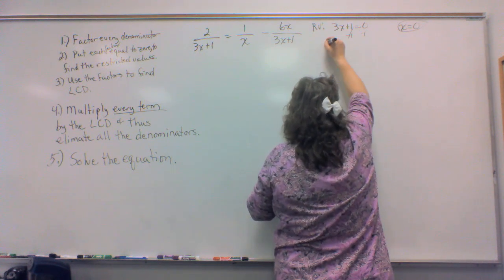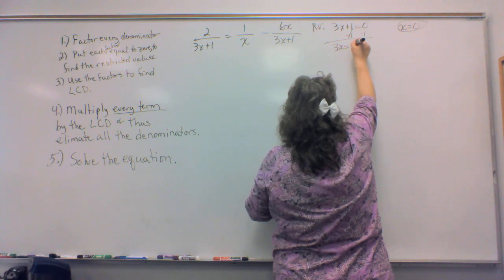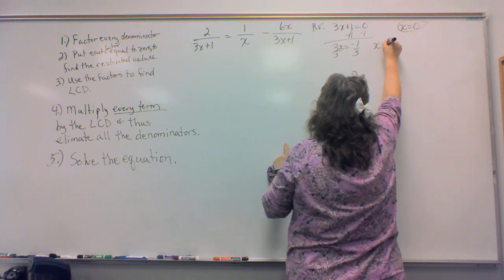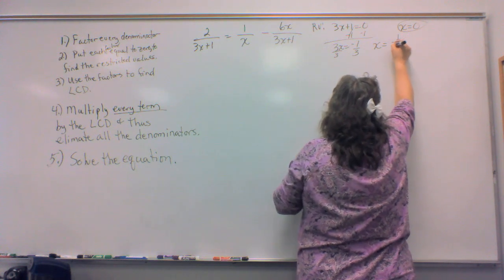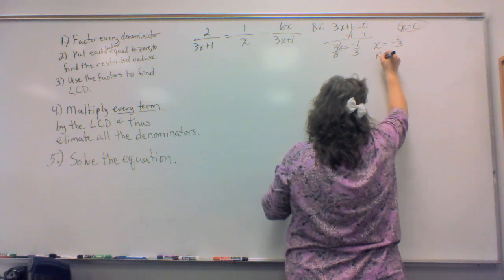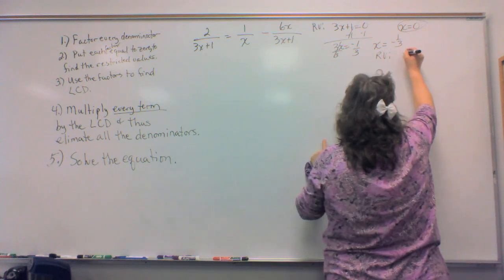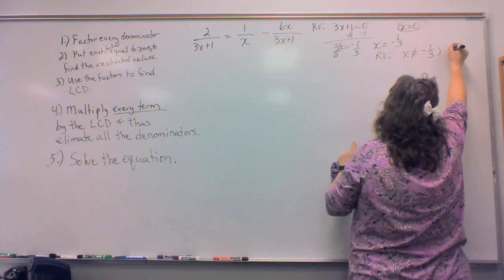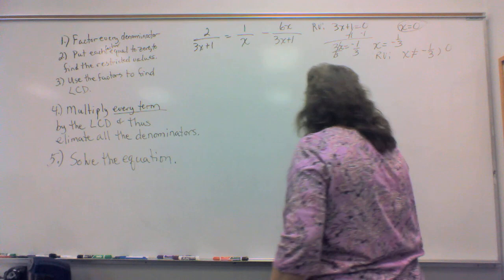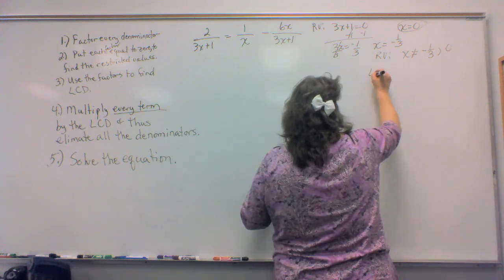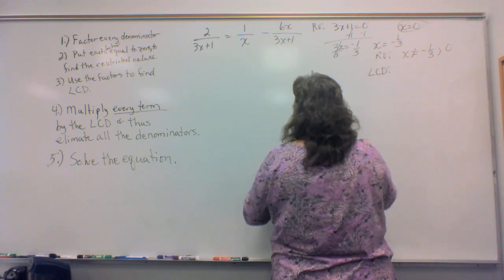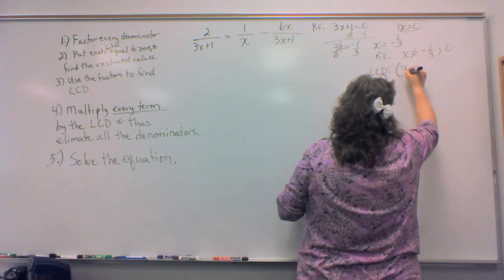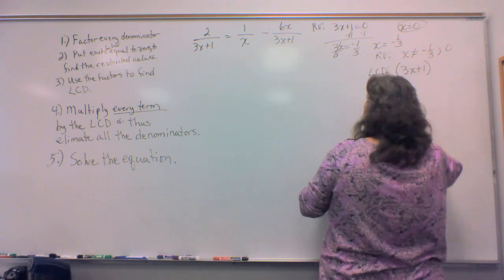Subtract 1 from both sides, and you get 3x is equal to negative 1, divided by 3. So we have x is equal to negative 1/3. So your restricted values will be x cannot equal negative 1/3 or 0. So now let's build our lowest common denominator. First term has 3x plus 1 in the denominator. So that will be the first one.